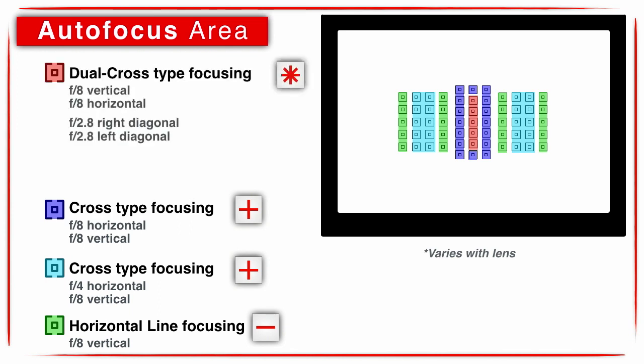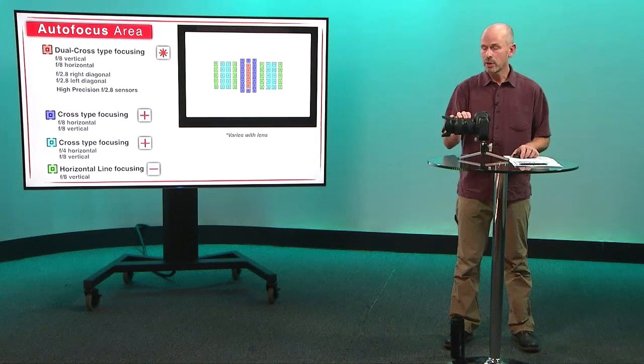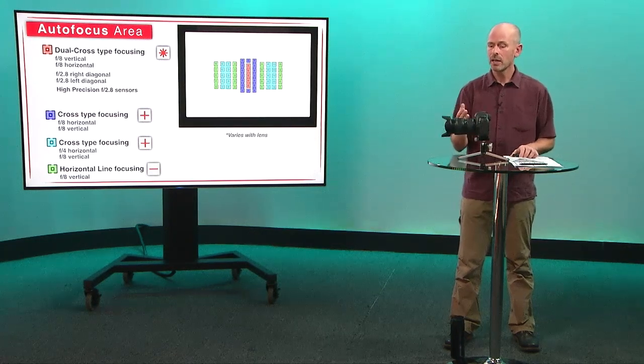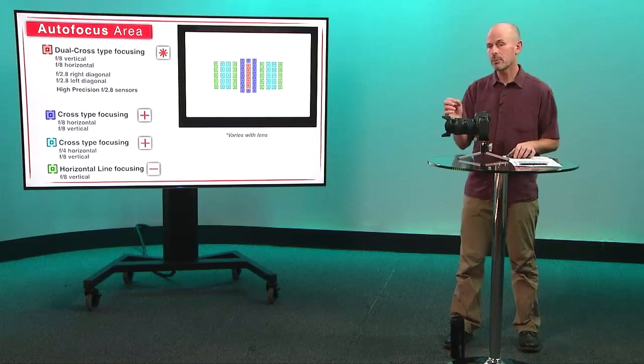The next group of them are these 5 in the middle, and these are dual cross-type. So these are the best. They work very well with horizontal and vertical lines, and they're also quite good with diagonal. If you have a lens that goes down to 2.8, they're going to be picking up on those diagonal lines. On top of that, these are also known as high precision 2.8 sensors, which means, like I have on here right now, a 24-70 2.8 lens, all right? With that 2.8 aperture, it's letting in a little bit more light, and the camera is able to use this high precision focusing, which means it is even more precise about its focusing.